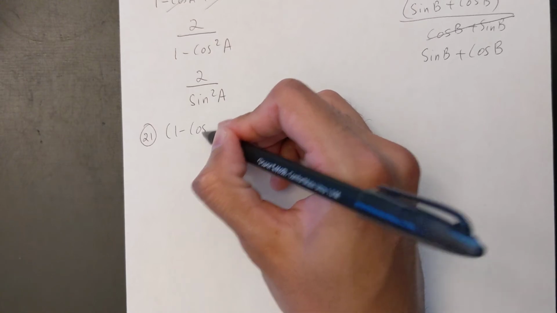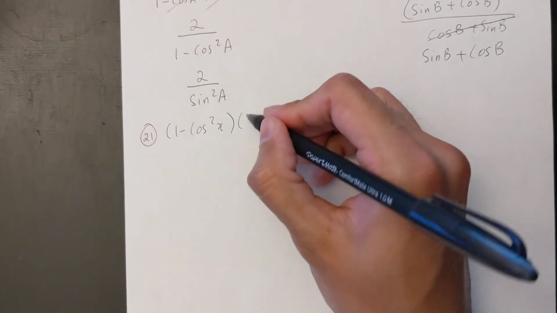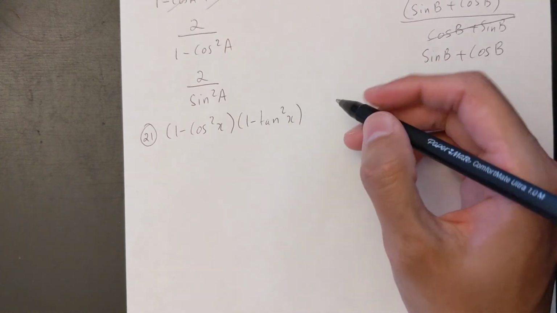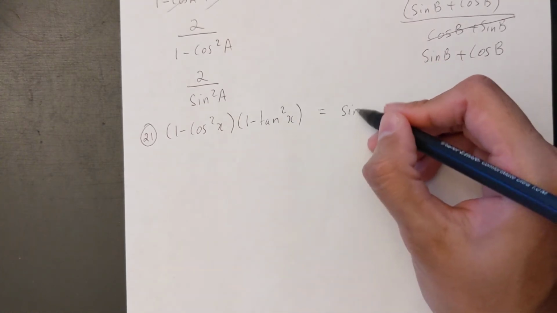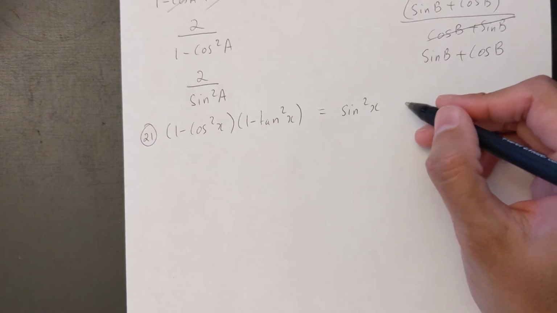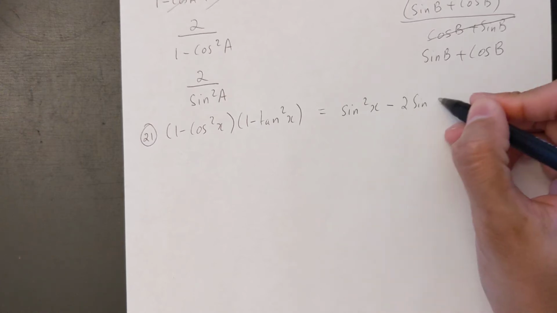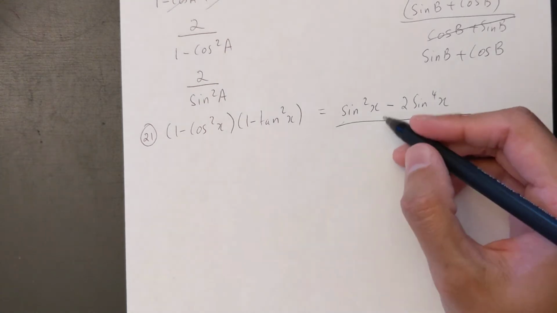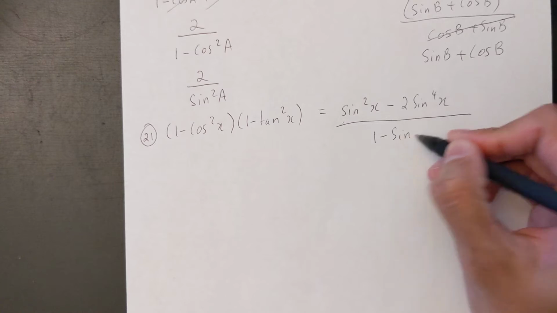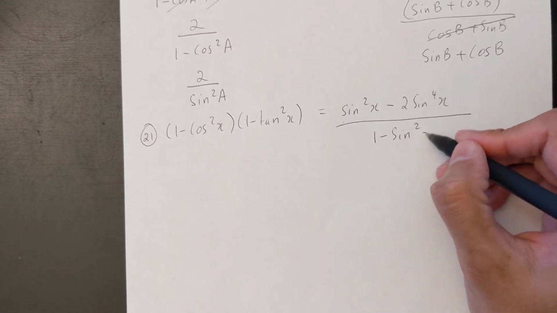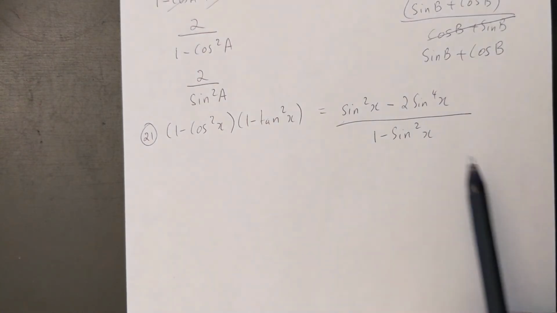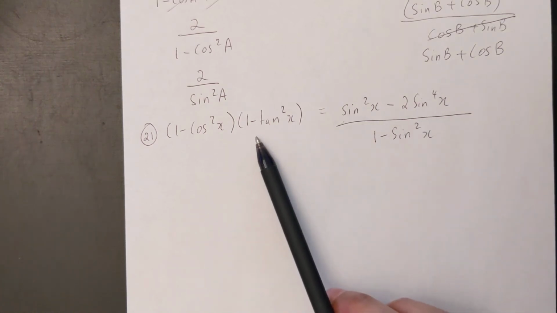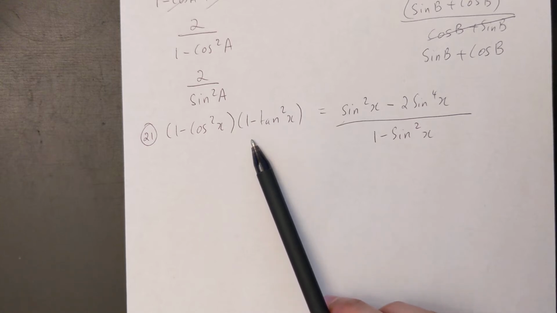One minus cos square x over 1 minus tan square x equals sine square x minus 2 sine to the fourth x over 1 minus sine square x. Alright, so now they're going to start to get really difficult. Okay, so again, both sides are pretty complicated, but me personally, I would work on the left side over here.